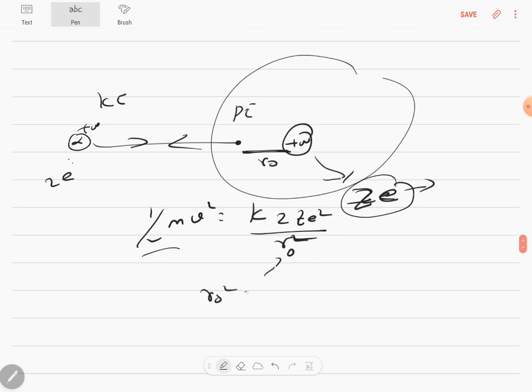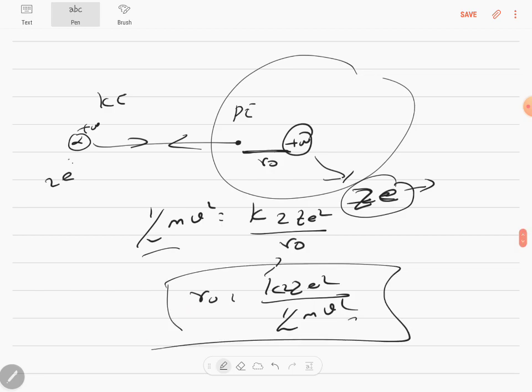Potential energy is k Q1 Q2 by r, so this only is r naught here. Are you clear? So from this you can write a formula for r naught. What is r naught, therefore? It is k 2Z e square by half m v square, which is the formula for r naught, the distance of closest approach.